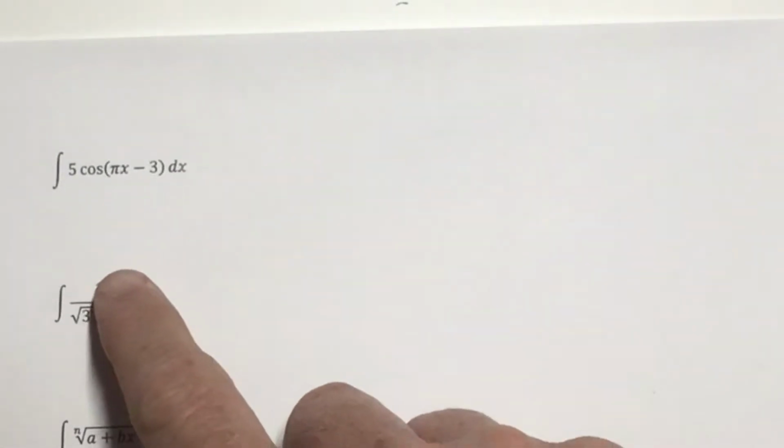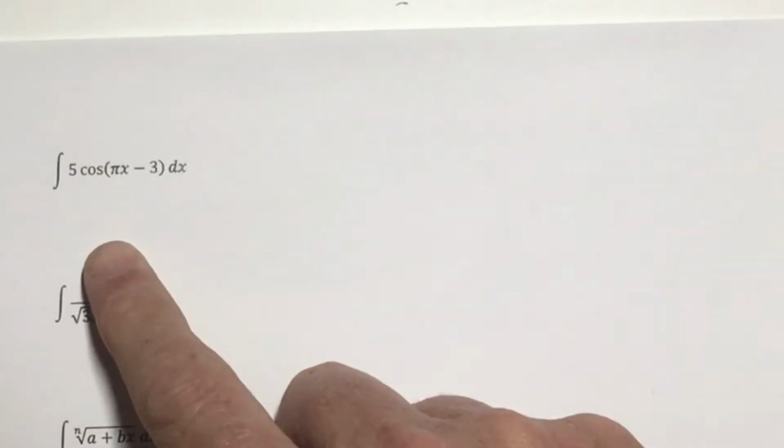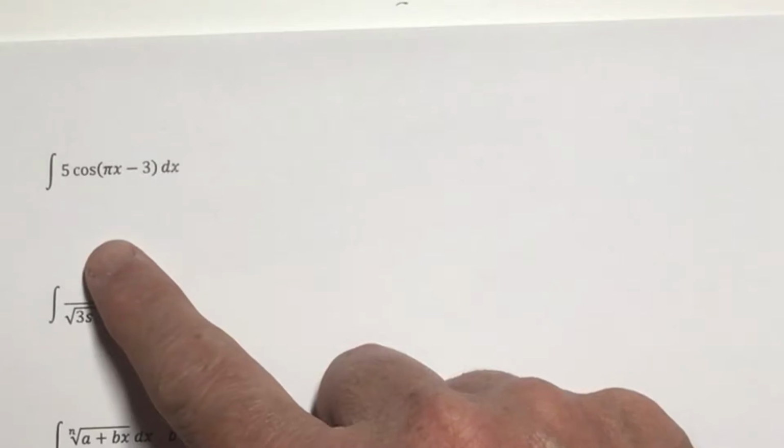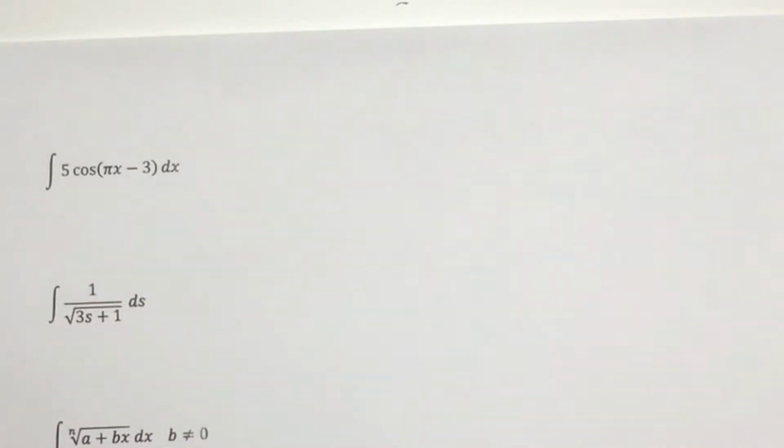These came from Calculus by Howard Anton, 2nd edition. All right, U substitution. Once again, these are all indefinite integrals.